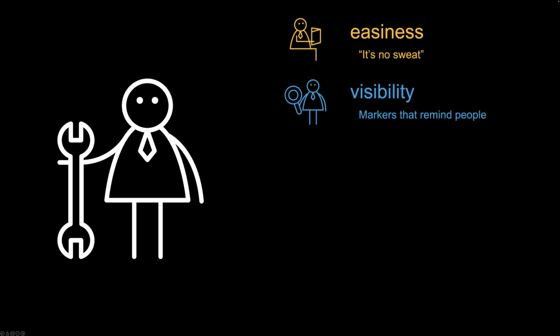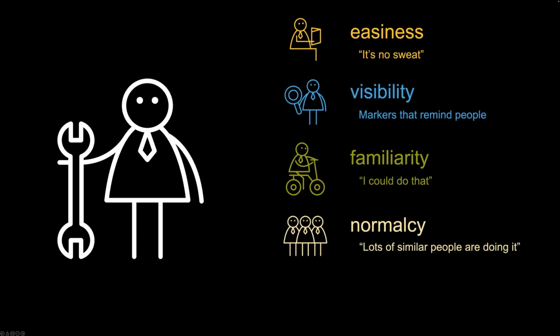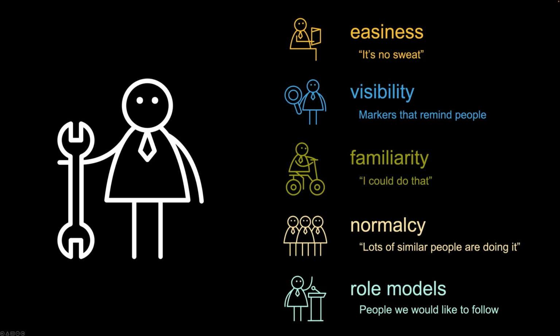So Les asks, if reason doesn't work, what does? And he suggests that the paths that people want to follow have properties that evoke a number of attributes. They are things like easiness, visibility, familiarity, normalcy, and role models. And it resonated with me that there are elements of each of these in the nutrient management programs being undertaken in WA. I'll now provide some examples from the programs I talked about earlier.